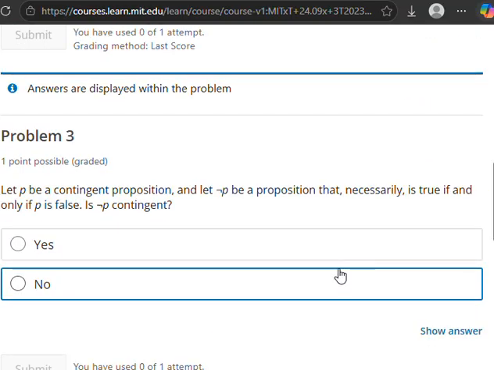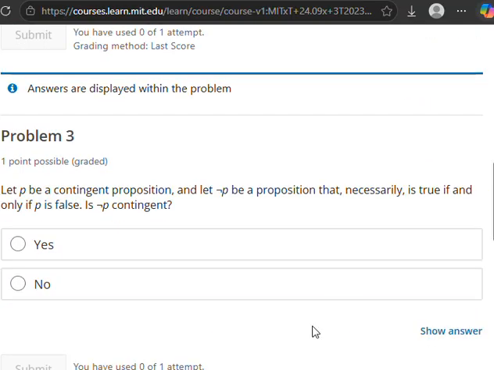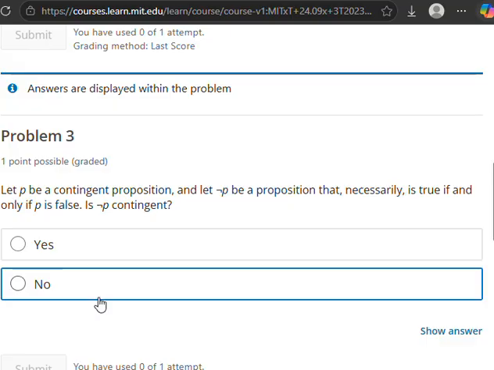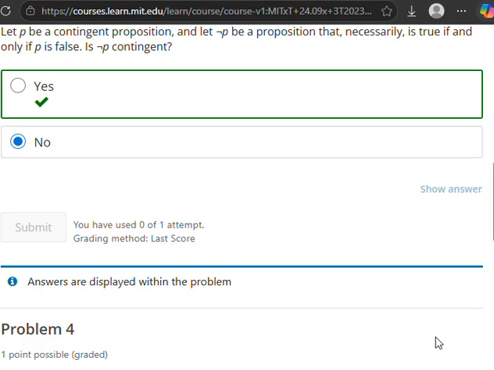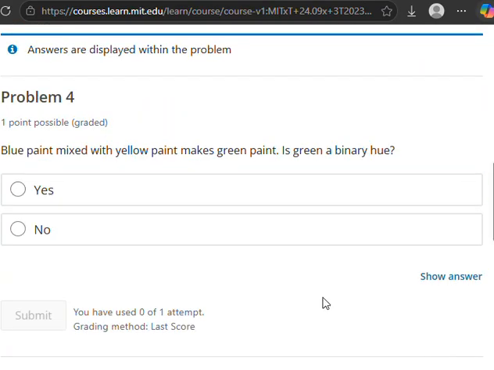Got it. Let P be a contingent proposition and let negative P be a proposition that necessarily is true, so this would have to be yes. If true, and only if P is false, is negative P contingent. So I'm going to go with no. It's yes.